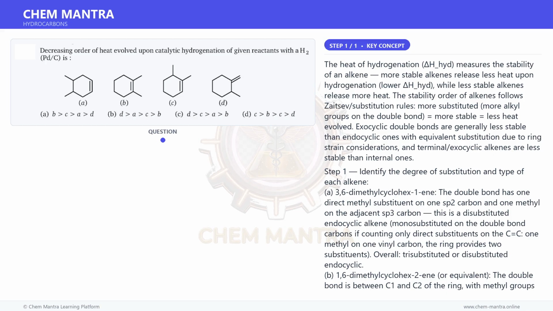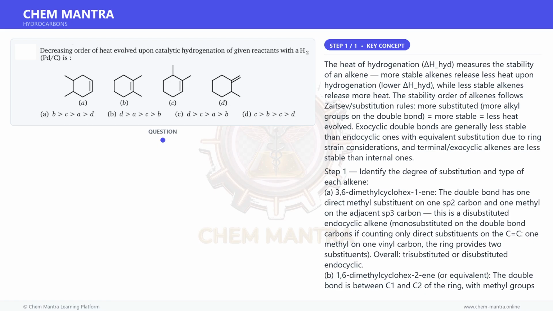The heat of hydrogenation, ΔH_HYD, measures the stability of an alkene. More stable alkenes release less heat upon hydrogenation, lower ΔH_HYD, while less stable alkenes release more heat. The stability order of alkenes follows Zaitsev substitution rules. More substituted, more alkyl groups on the double bond, equals more stable, equals less heat evolved.